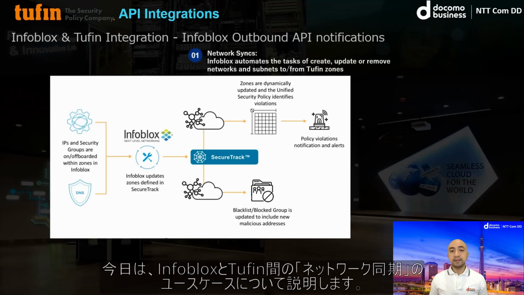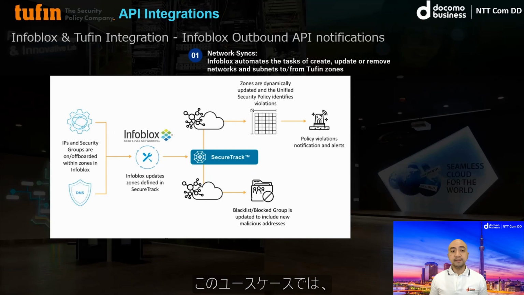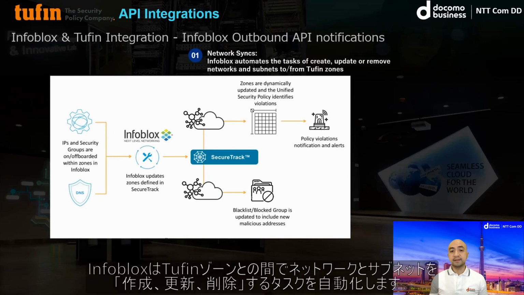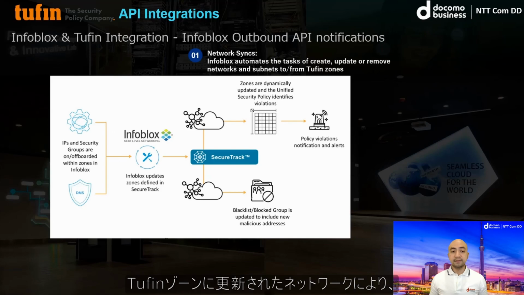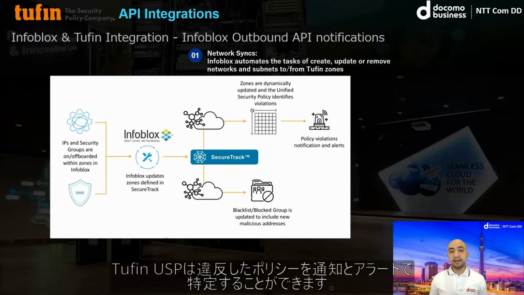Today, we will cover the use case of network syncs between Infoblox and Tufin. In this use case, Infoblox automates the task of create, update, or remove networks and subnets to or from Tufin zones. With the updated networks in Tufin zones, Tufin SecureTrack could identify the violated policy with notifications and alerts.